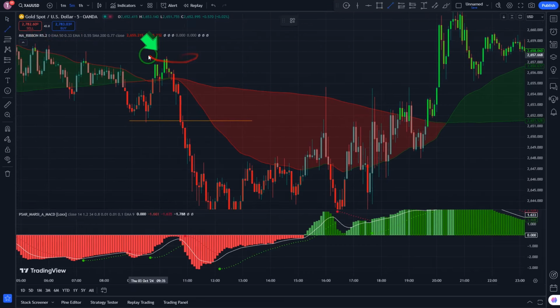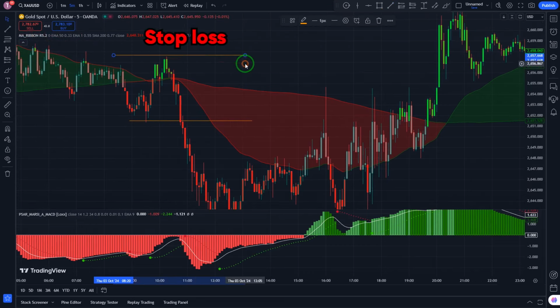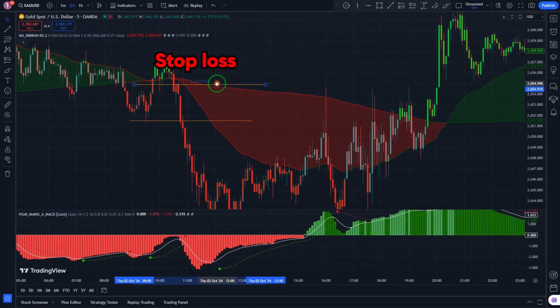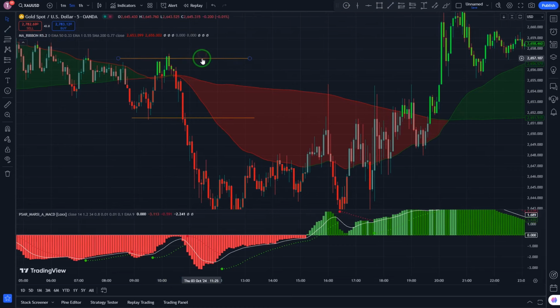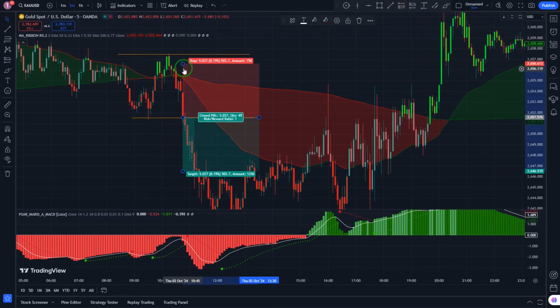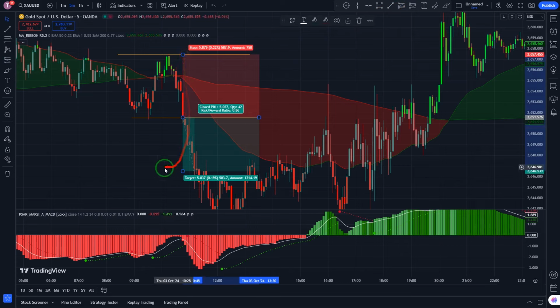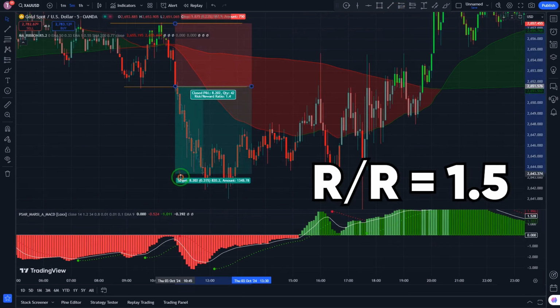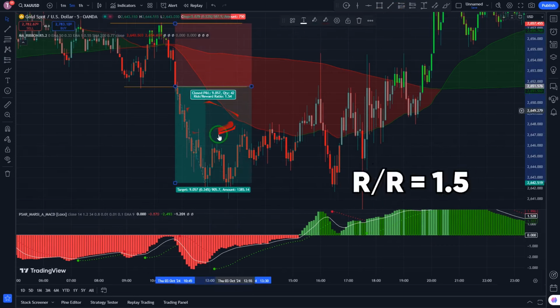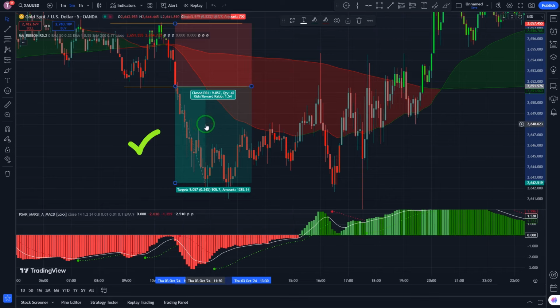Now we should set our stop loss slightly above the last swing high or above the red ribbon line. Now we can enter the sell trade, and for the take profit, it's enough to consider a risk to reward ratio of 1 to 1.5 and wait for the trade to close with a profit.